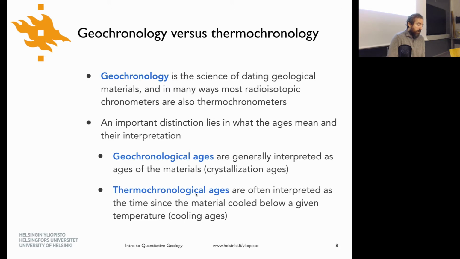So what it means here is that the age we're looking at is not a crystallization age, it's an age that refers to the time at which the rock cooled below a given temperature. And that temperature will depend on which kind of thermochronological system we're using. So is it helium in apatite or argon in muscovite or something like that? There's a number of different systems, and they all have different temperature sensitivities.